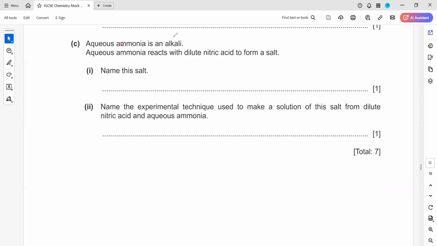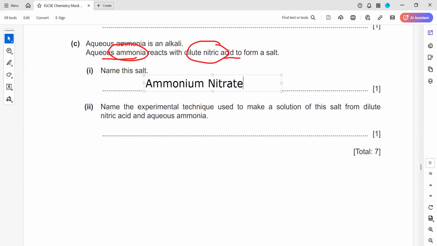Thank you. Aqueous ammonia is alkaline. I want also ammonium nitrate. One at a time, just wait. Aqueous ammonia is an alkali. Aqueous ammonia reacts with nitric acid to form a salt. So when nitric acid mixes with ammonia, it will form an ammonium salt, and it will be ammonium nitrate. If it was sulfuric acid, it would produce ammonium sulfate. Not ammonia nitrate, it should be ammonium nitrate, because NH4 is there.